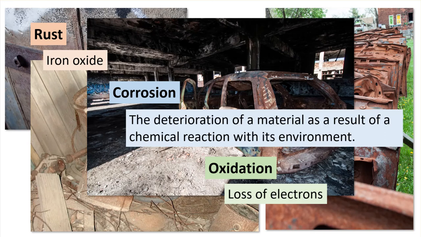Rust is specific to steel. The oxide that forms on aluminum, for example, is not called rust. Its name is alumina, but we really don't use that in everyday life. We have a common name for the oxide that forms on steel because it's so prevalent and we see it everywhere.